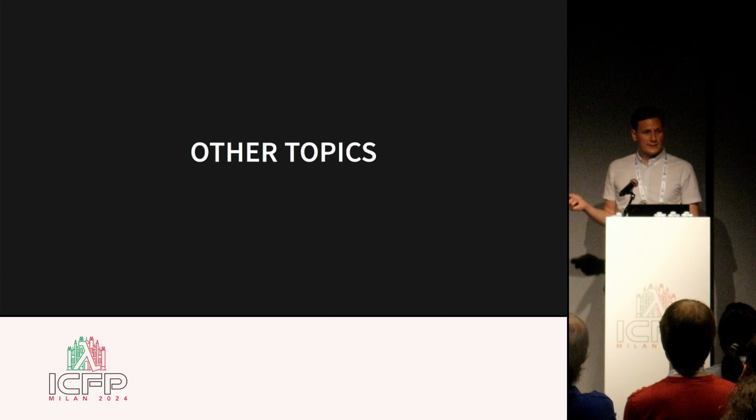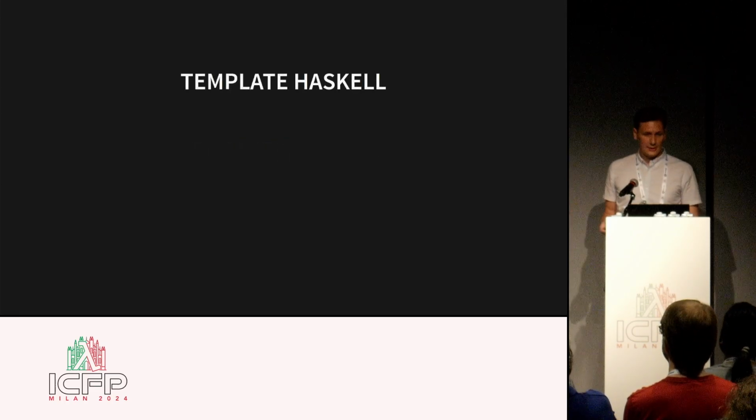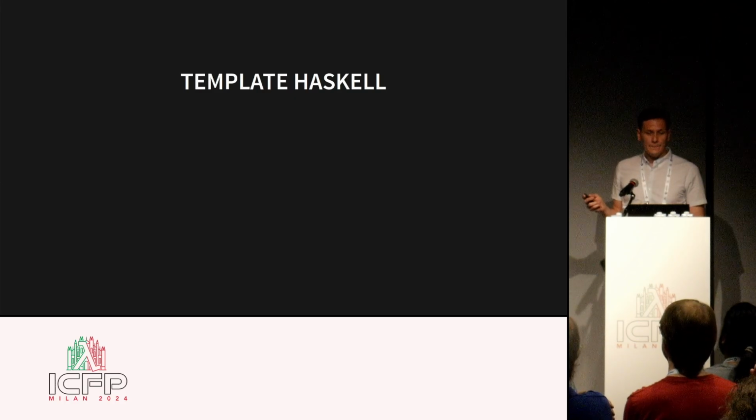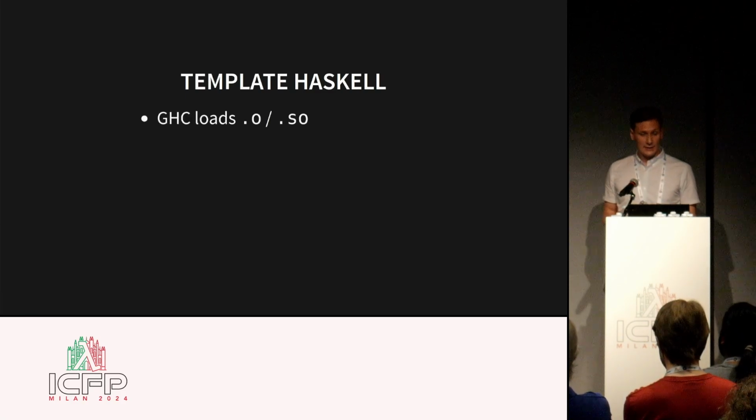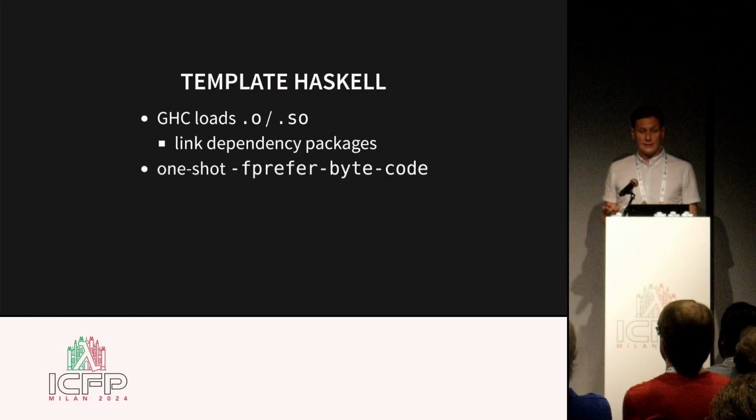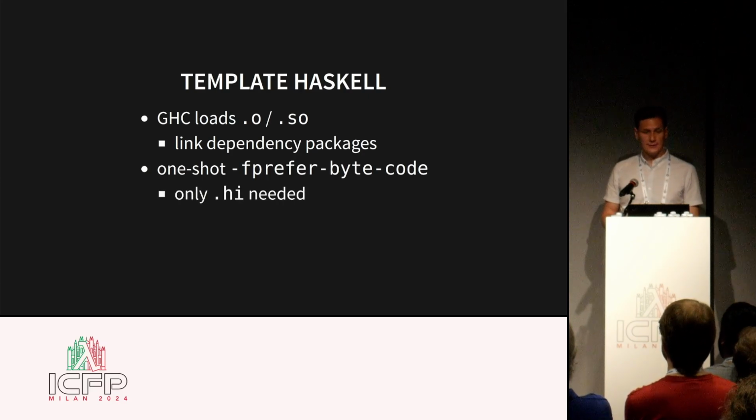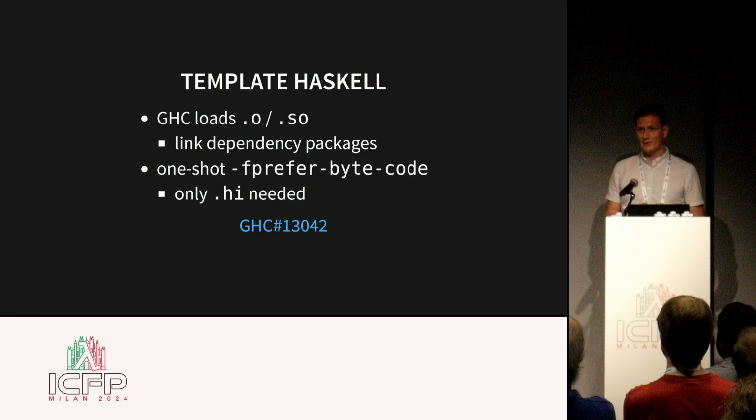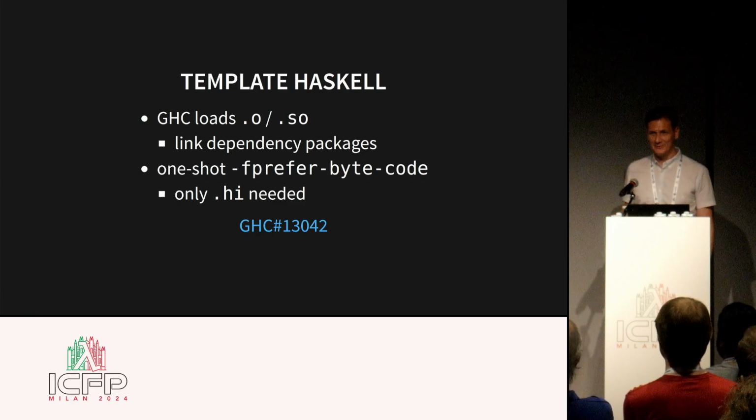There are a bunch of other topics I didn't have time to dive into in detail, but I'll very briefly mention them here. So template Haskell, as I suspect you all know, makes things complicated. GHC wants to load objects, GHC wants to load libraries. So if we have template Haskell modules, then we would end up still depending on link actions, and we don't want that because that causes these package boundaries. We enabled one-shot prefer bytecode so that we only need the interface files, even for template Haskell, and you can see that work here. As a side note, if you want to talk to me about GHC loading object files for template Haskell across package boundaries, you can do it. It's a bit of a fun hack.